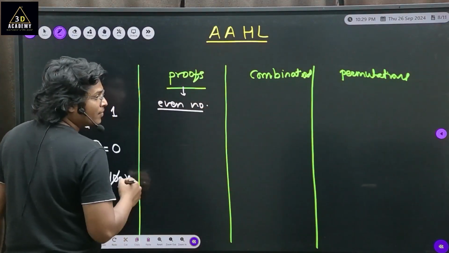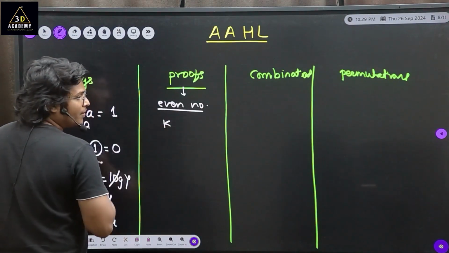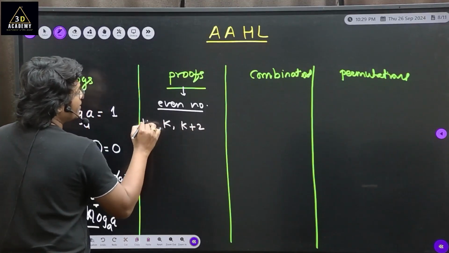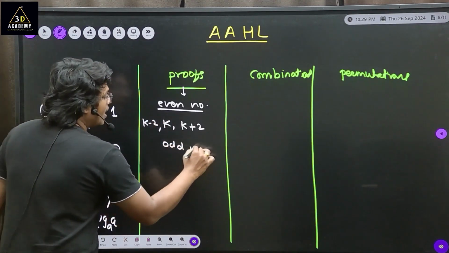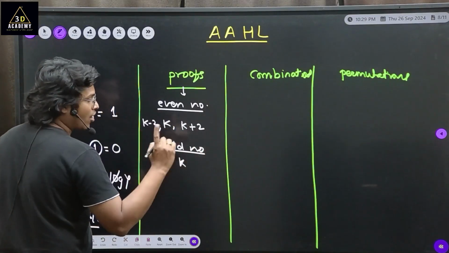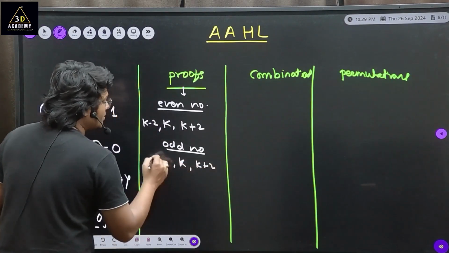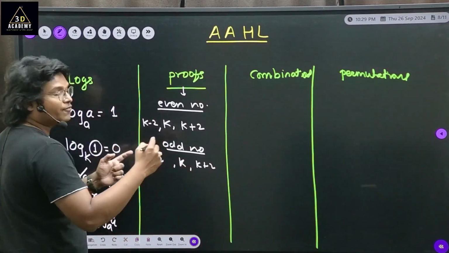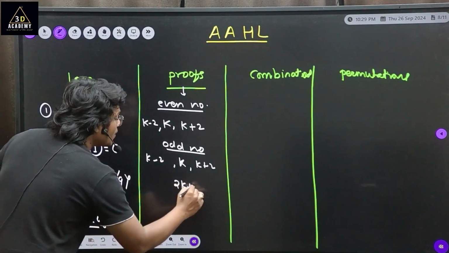Whenever the question says even numbers, if you consider k as an even number, then its next even number will be k plus 2, and its previous even number will be k minus 2. If the question says odd number, again if you consider k as an odd number, there are two ways to consider it. If you consider k as an odd number, then k plus 2 will be the next one or k minus 2 will be the previous one. Or, if the question is saying odd number, you can take 2k plus 1 also as an odd number.